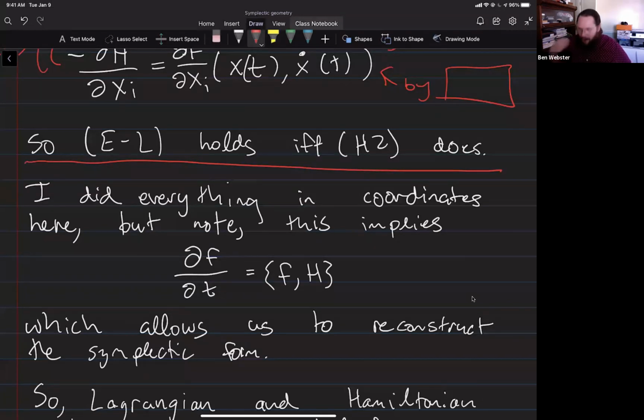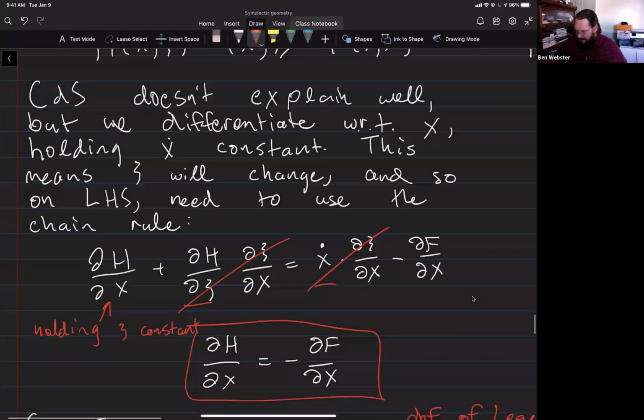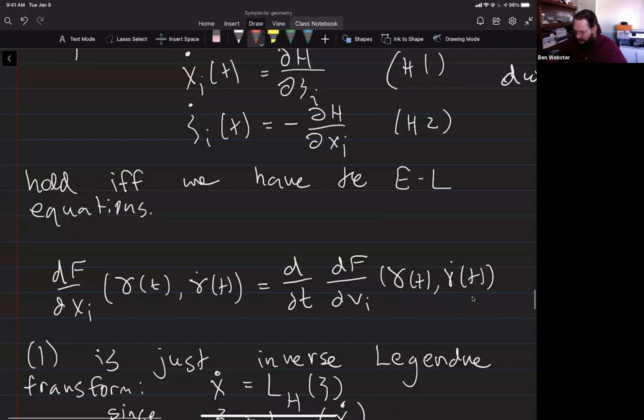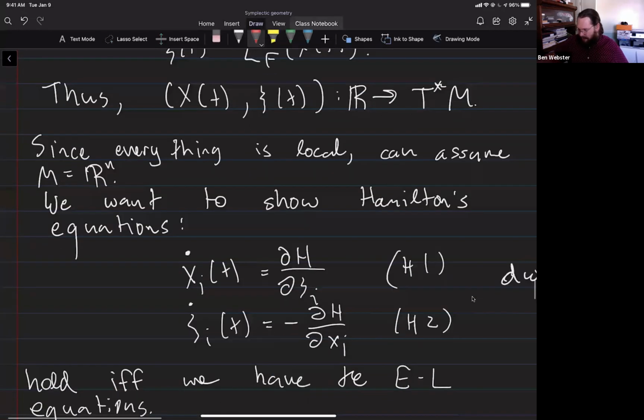Part of what I'm trying to argue here is that the principle of least action actually gets you the symplectic form. It might take a moment to think about why this tells me what the symplectic form is. It's built into these Hamilton's equations.